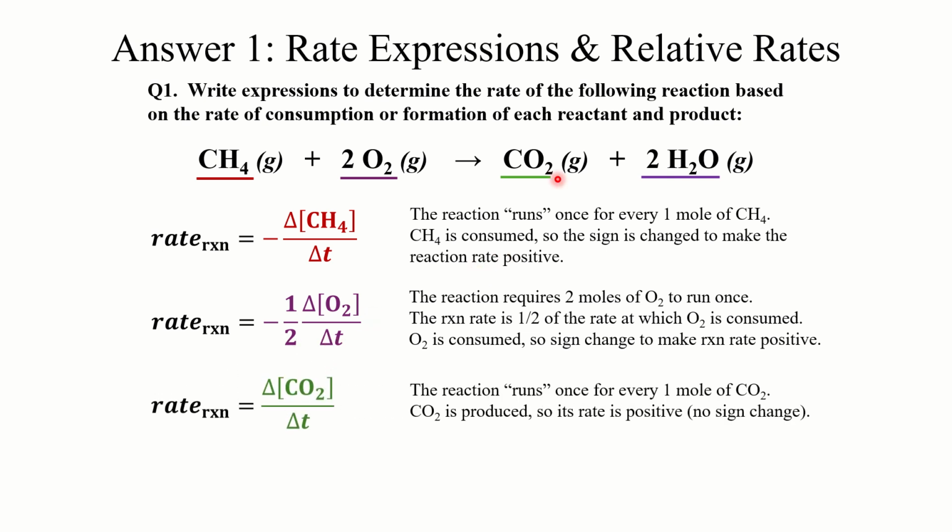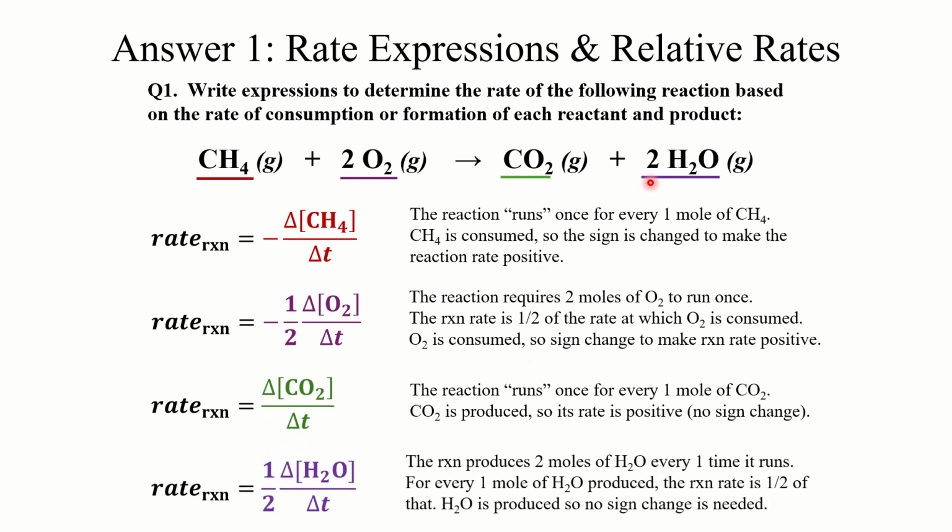If we write this for CO2, notice that it has the same coefficient as CH4, so we still just have a 1 out in front, but now CO2 is being produced, and so we don't need that negative sign. It would just be a positive delta CO2 over delta T. Since the reaction runs once, 1 mole of CO2 is produced.